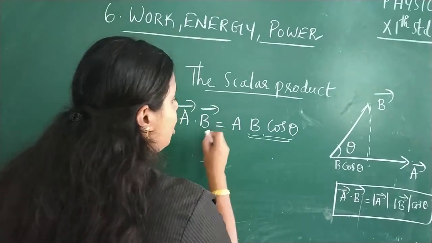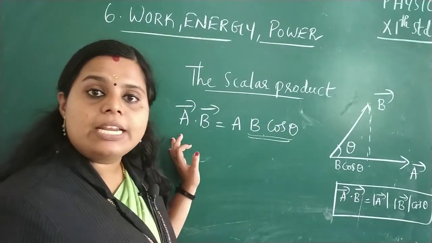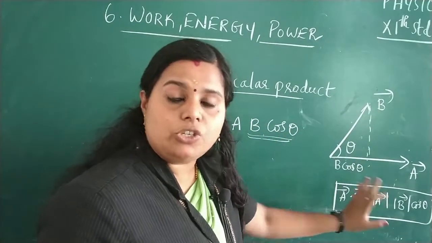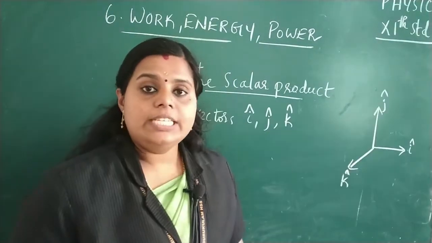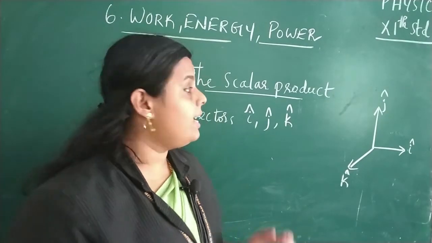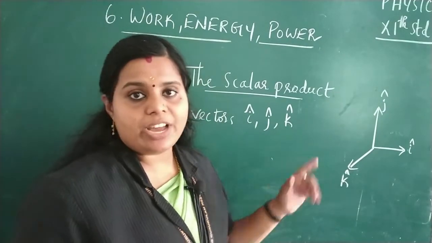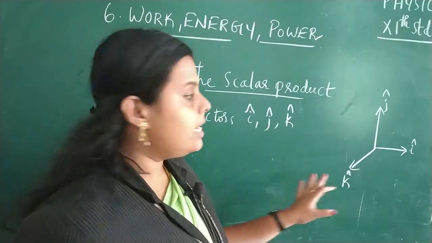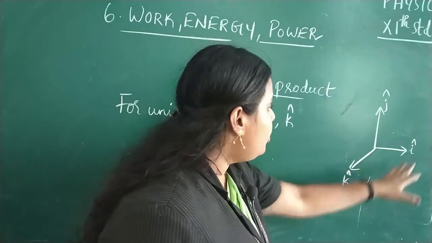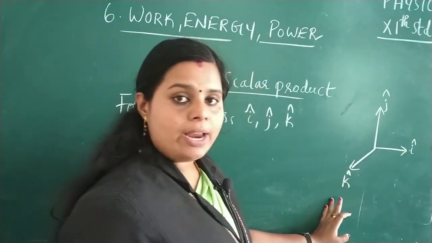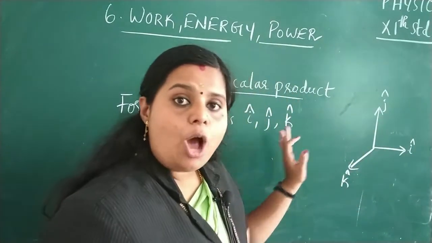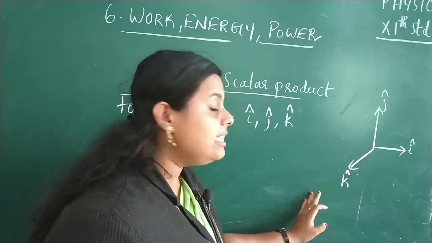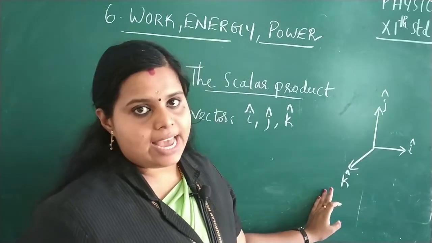So A dot B is equal to AB cos theta means what? The projection of the vector B in the direction of A. Clear? Now listen children, let us see how the scalar product is defined in the case of unit vectors. For the unit vectors I, J, K in the 3-dimensional world, where I is the unit vector along x direction, J is the unit vector along y direction and K is the unit vector along z direction.